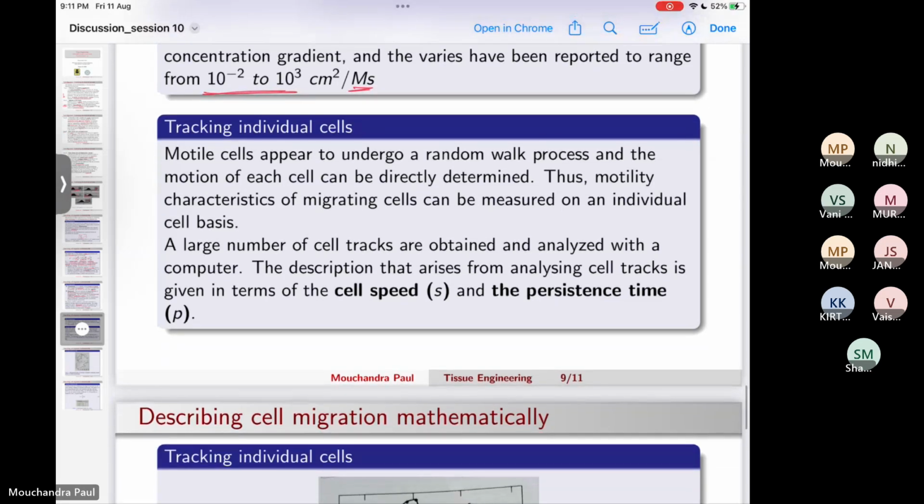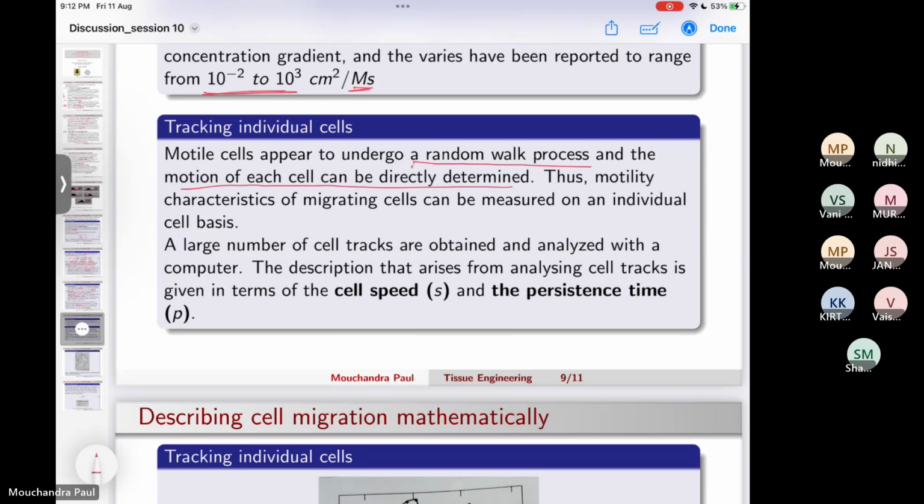Now we can also track individual cells and see how the cell is moving. The motile cells, meaning the cells that are moving, appear to undergo a random walk process. Means they will move anywhere. Wherever they find space, they will move there. And it is also possible to track the motion of each cell.